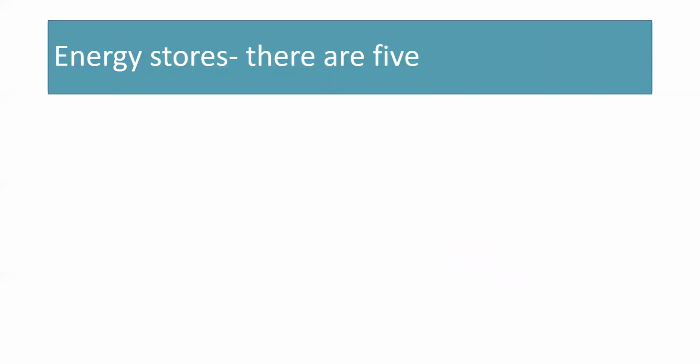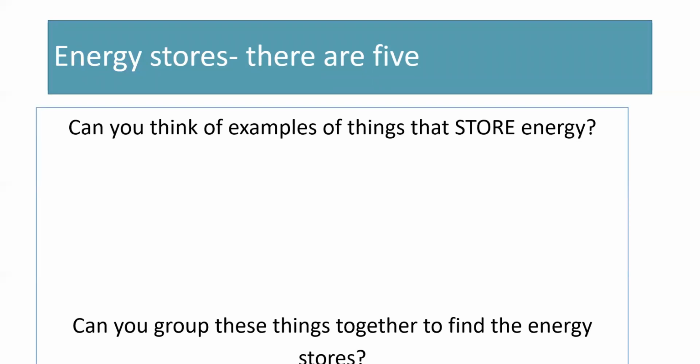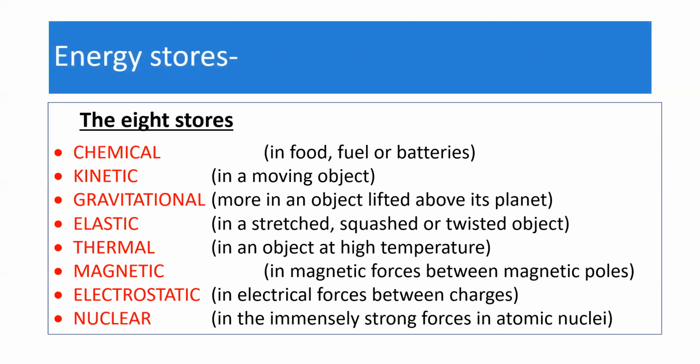Energy stores, there are 5 stores of energy. Please be careful, don't mix it with types of energy. There are 9 types or forms of energy. But when it comes to energy stores, we have 5 of them. And then if you take it further, you can break the 5 down into 8 stores. We have chemical, kinetic, gravitational potential, elastic, thermal, magnetic, electrostatic, and nuclear.